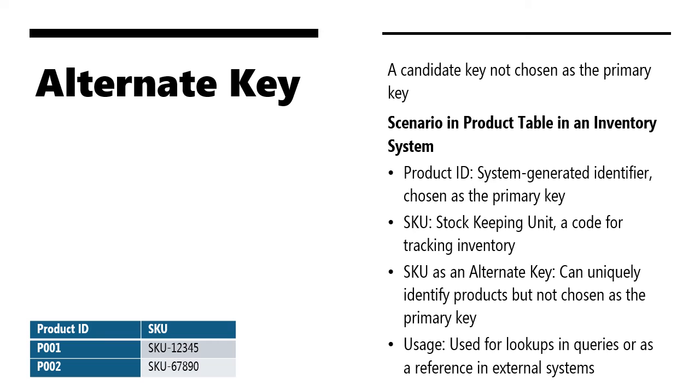While product ID is the primary key, the SKU serves as an alternate key. It's useful for searching products or integrating with external systems that recognize the SKU. Even though SKU isn't the primary key, it remains a crucial attribute for inventory management.